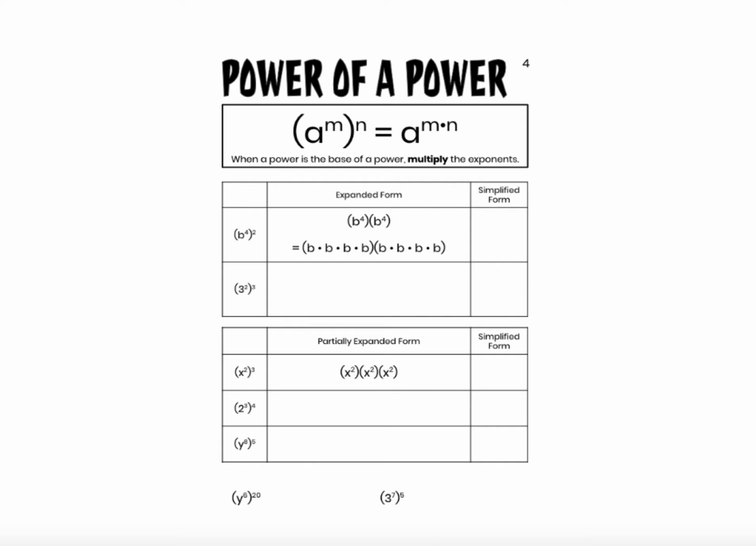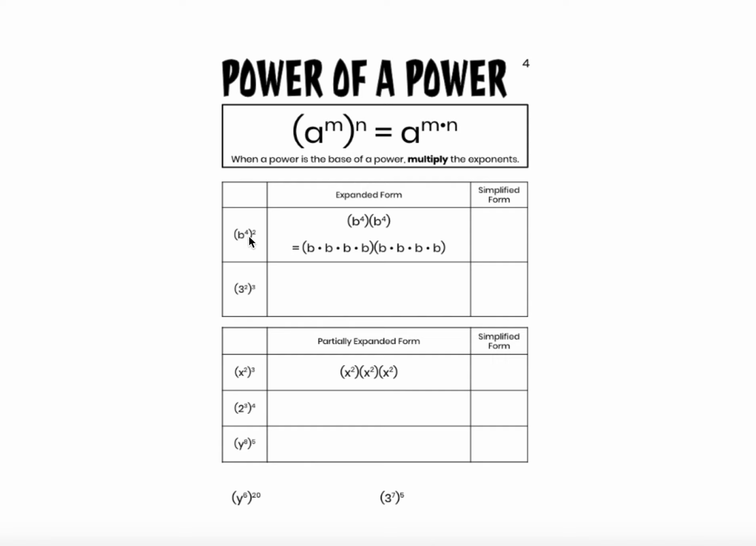The power of a power rule is used when the base of a power is another power. So I'm raising a power to another power or exponent. The rule here is that I can multiply the exponents. Sometimes you will be asked to write this in expanded form.